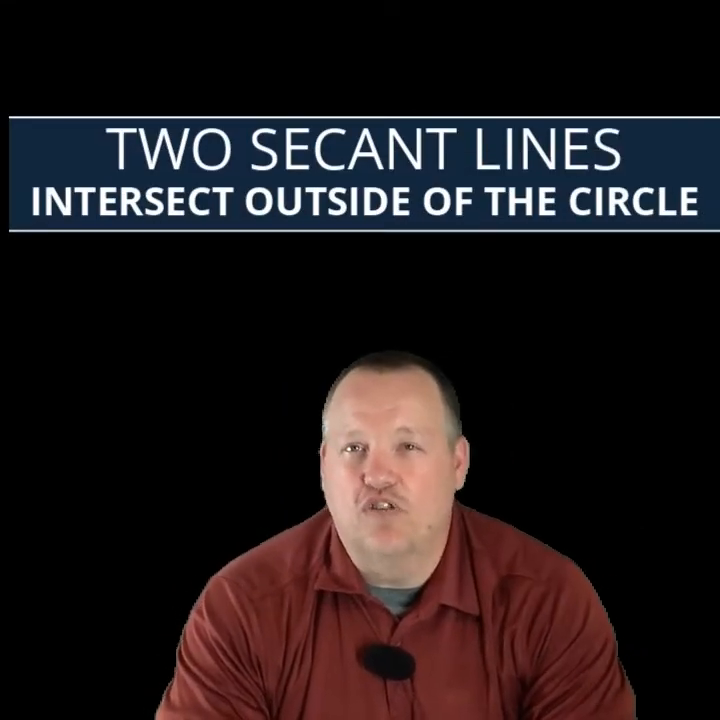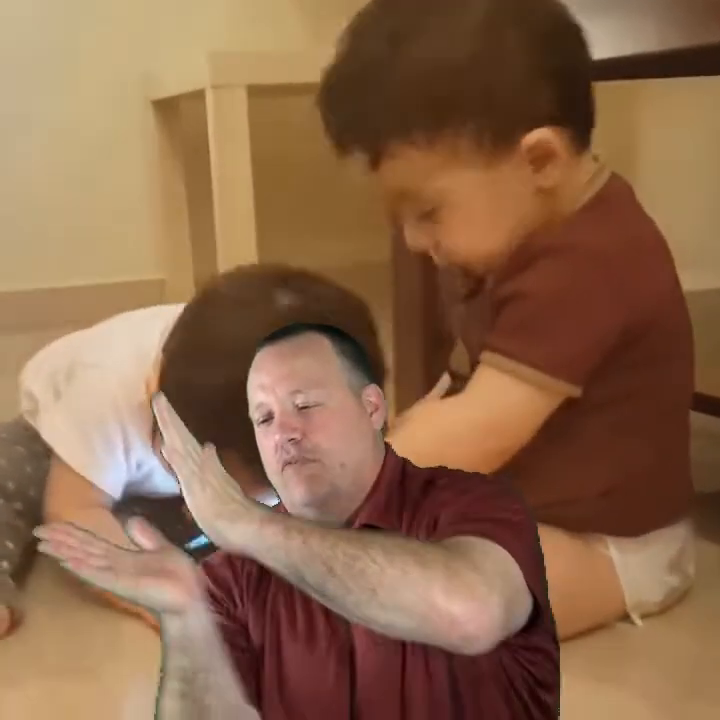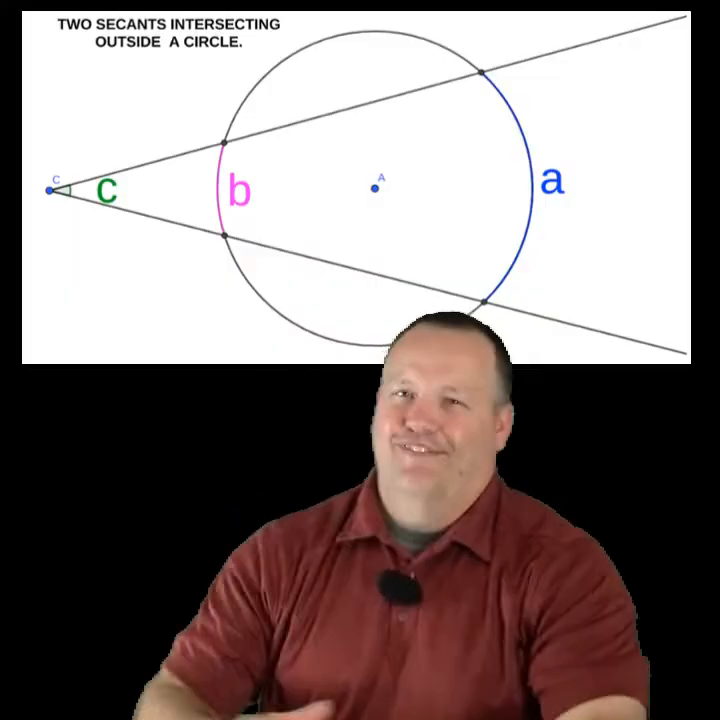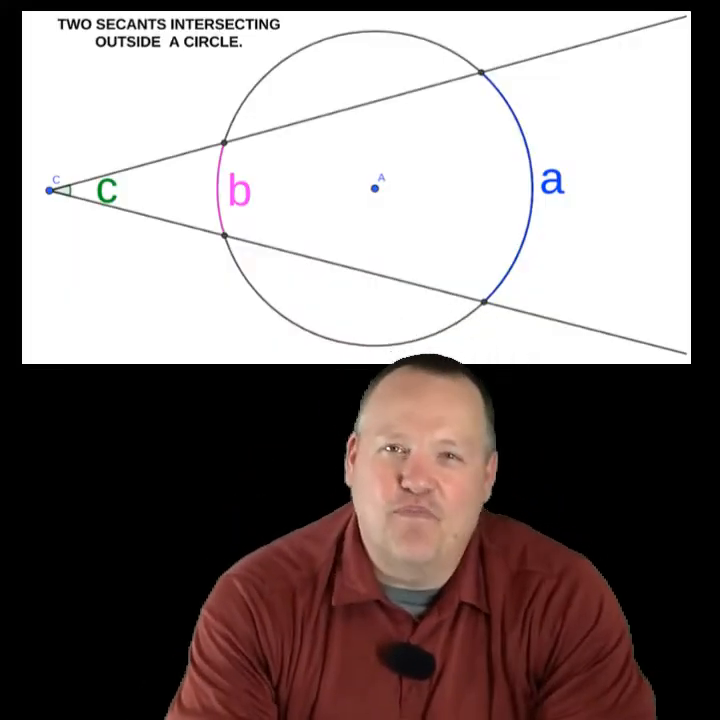All right, in our next figure, you've got two secant lines that are intersecting outside of the circle. So they start like this and they form a V until they cross the circle. You can't see the picture. Let me make that happen. Pow! We've made that picture happen now.